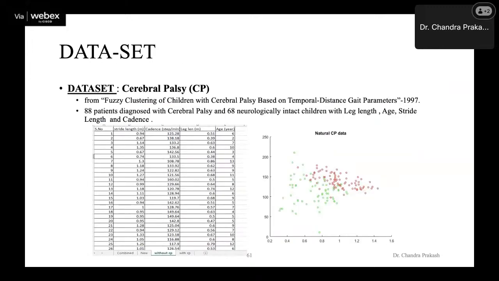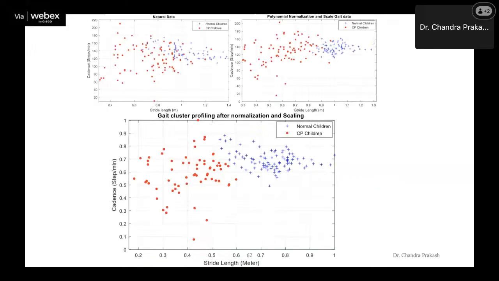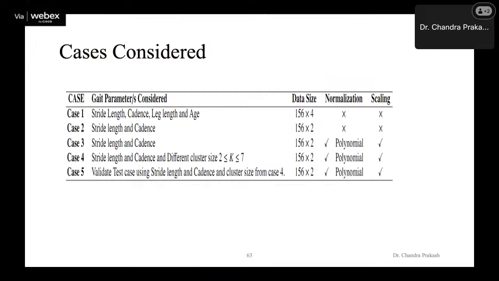The data set was of 88 patients diagnosed with cerebral palsy, and 68 normal subjects. In it we have the stride, cadence, leg length, and average age. Right. We plot the data first, then we apply the polynomial normalization. Then we try to see whether we can come up with a single line to divide it into two parts.